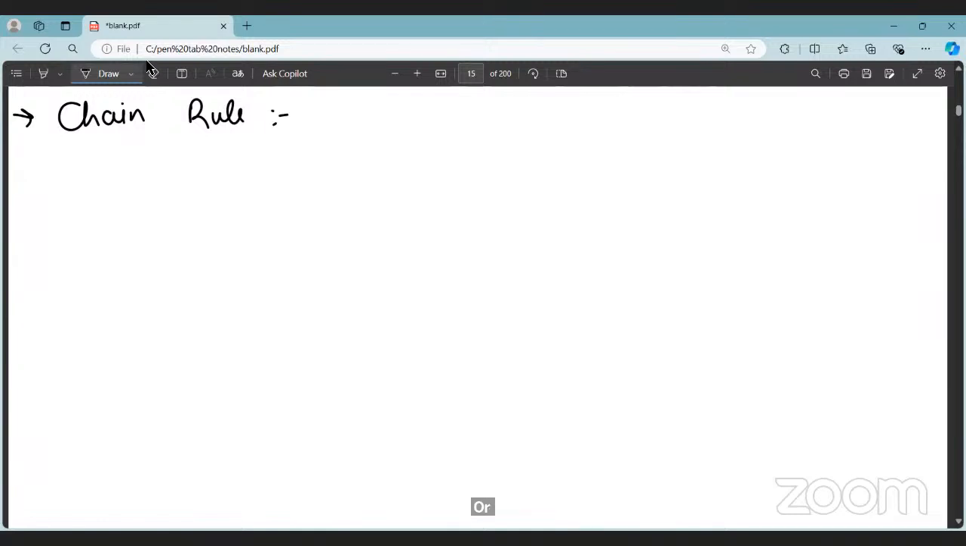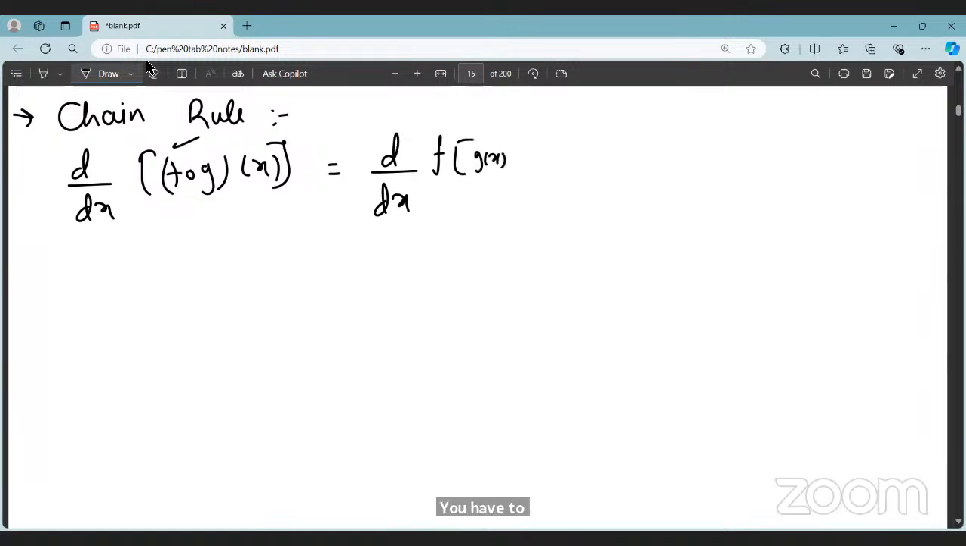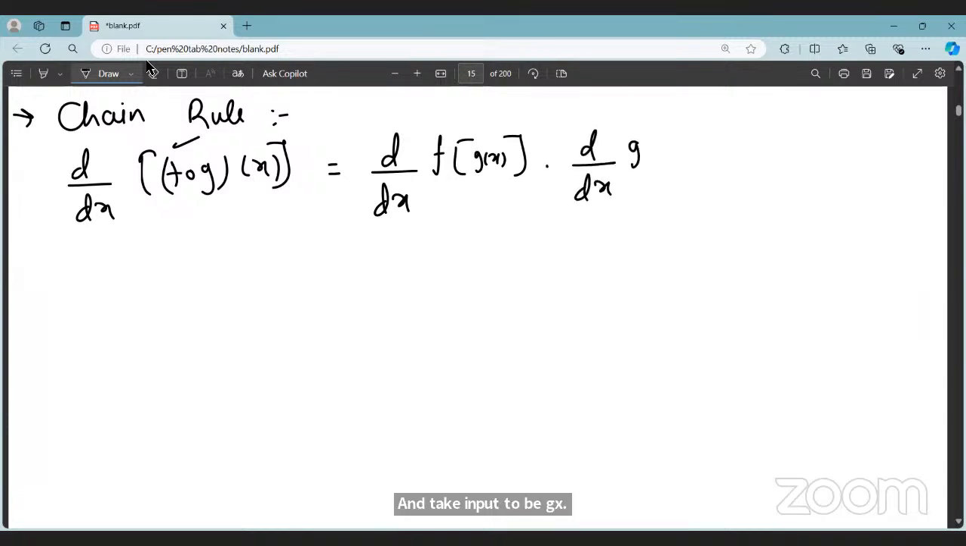That means if you have two composite functions, how can you differentiate them? The dy/dx of f composite g of x is equal to d by dx, first you have to differentiate the outermost function f and take the input to be g(x), and then multiply it by the derivative of g(x). Right, so this is known as the chain rule.